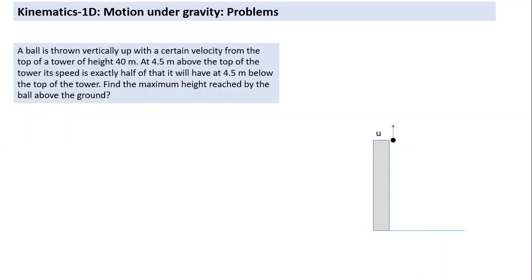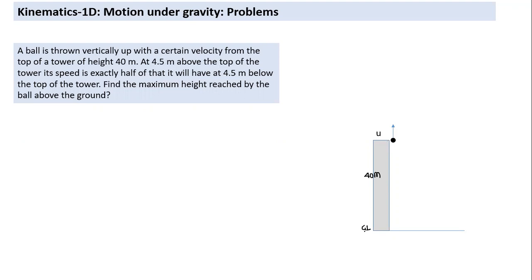Okay, let's look at the next question. A ball is thrown vertically up with certain velocity from the top of a tower. So just visualize you're standing on the tower. You're just throwing from the side of the tower so that it can fall back also. And what is the height of the tower? It is 40 meters. And this is my ground level. Okay. And what is given here? At 4.5 meter above the top of the tower, its speed is exactly half of what it will have at 4.5 meter below. So it is concerned about two specific positions of the object.